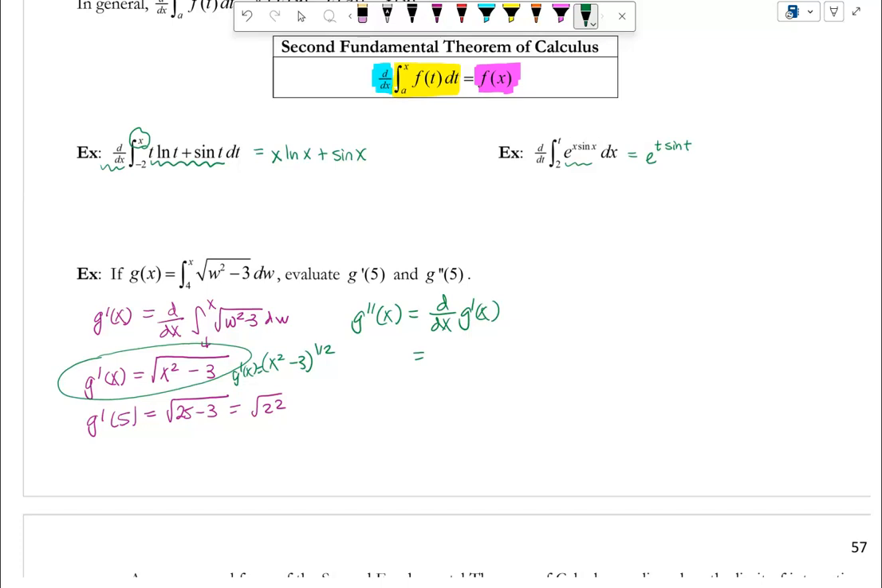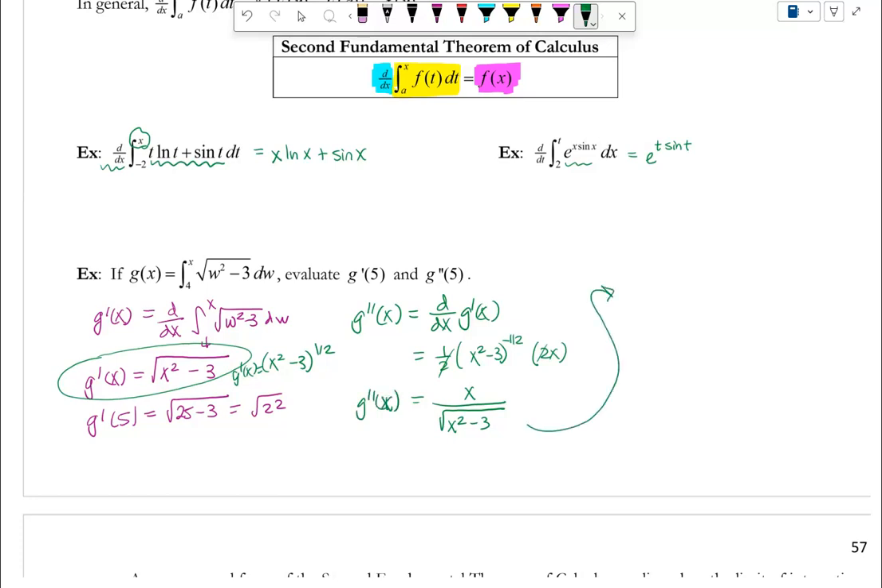I know that my 1/2 is going to pop out. I'm going to get all this junk to the negative 1/2 power. The chain rule tells me to multiply by 2x. So if I go ahead and clean that up, the 2 and the 1/2 kind of cancel each other out. They undo each other. We end up with x over the square root of x squared minus 3. So that's our second derivative there.